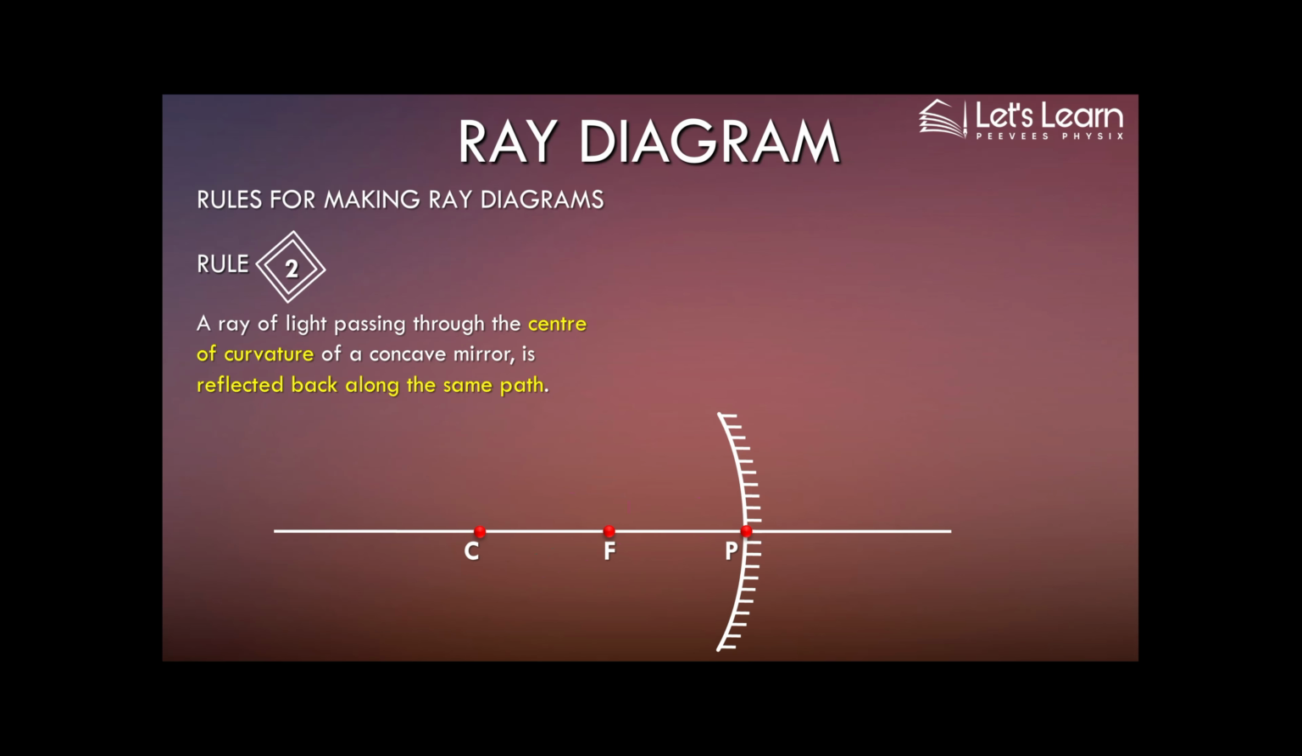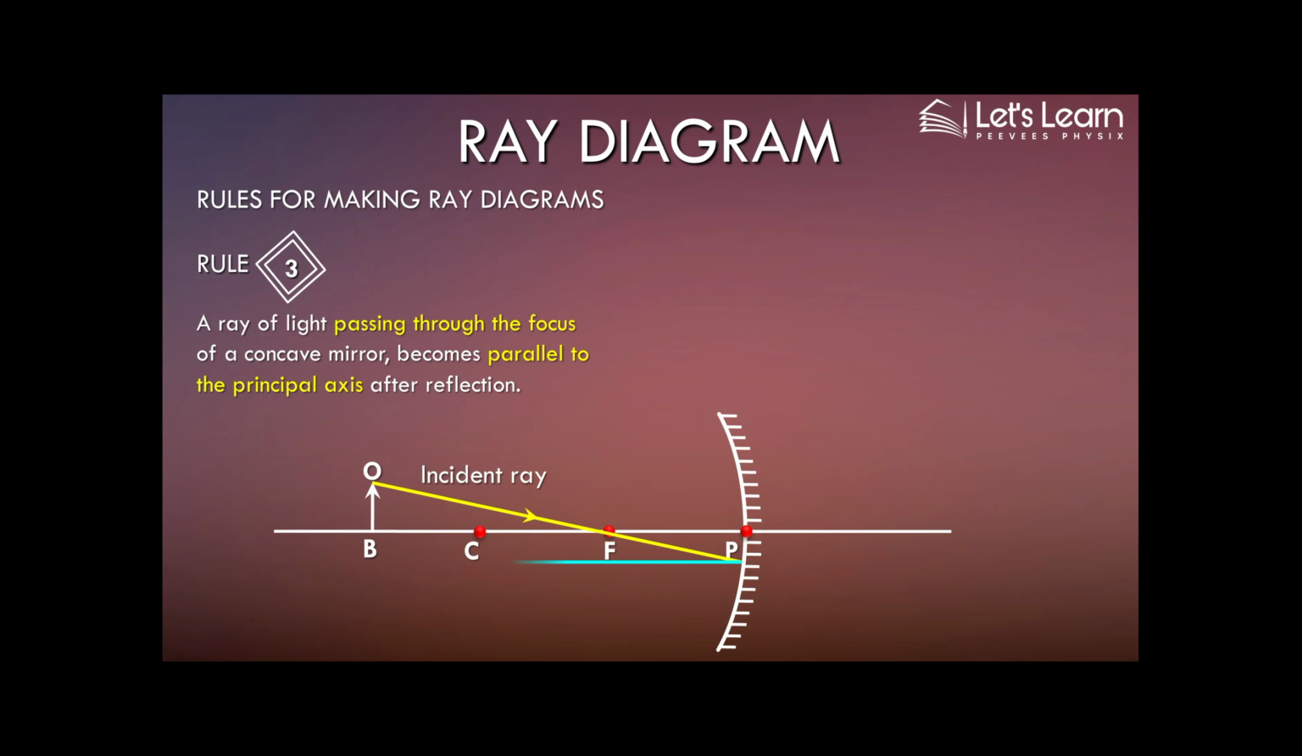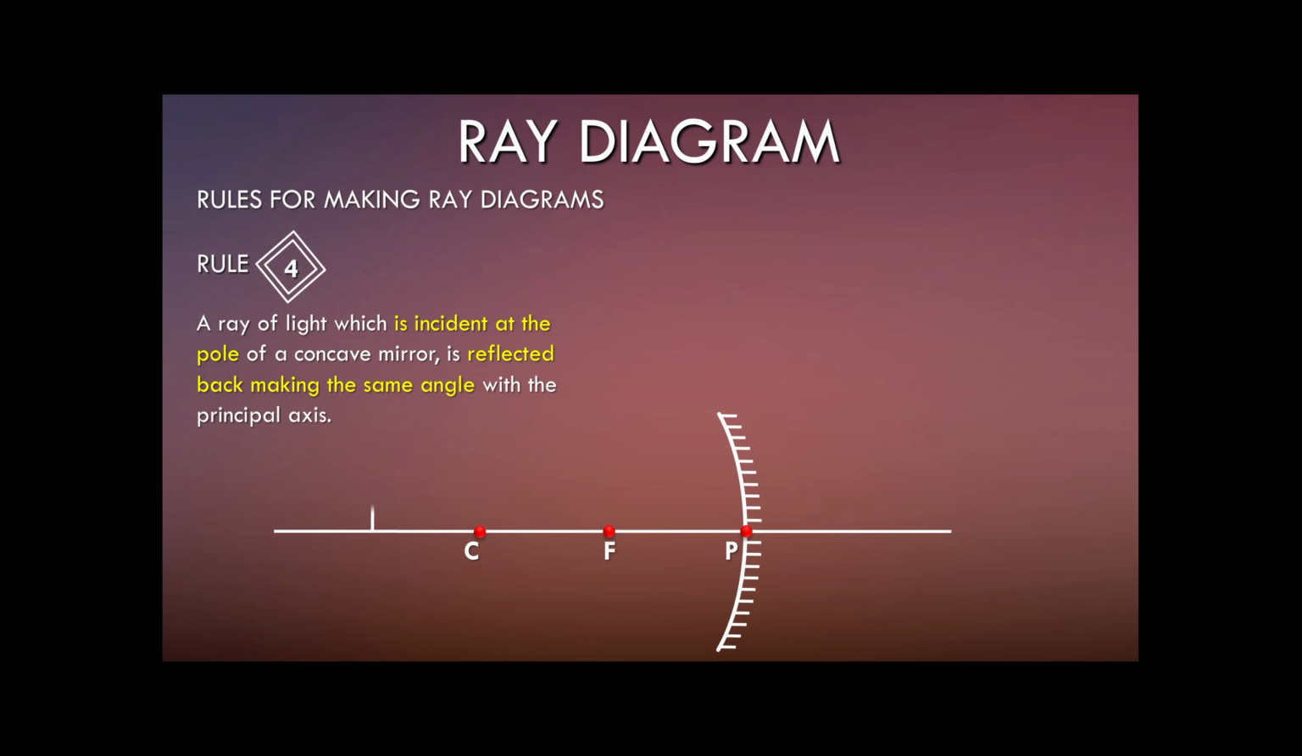Rule number 2, it states a ray from the object which passes through the center of curvature of the mirror follows the same path after reflection, which means the ray goes through C and then it bounces back through the same point. The third rule states a ray that passes through the focal point becomes parallel after reflection from the mirror. It goes through the principal focus and then it bounces back, which is parallel to the principal axis. A ray that falls at the pole bounces back by keeping the same angle with principal axis.